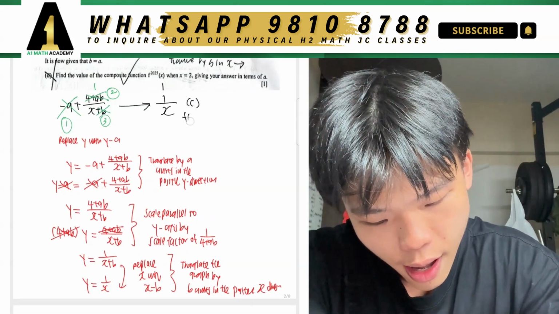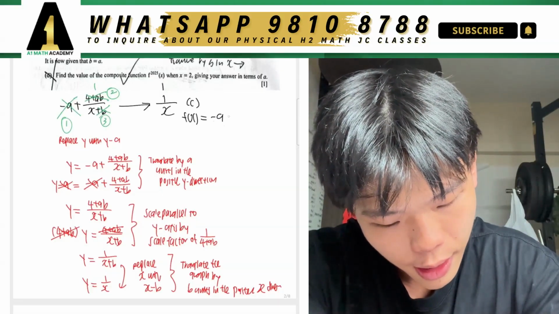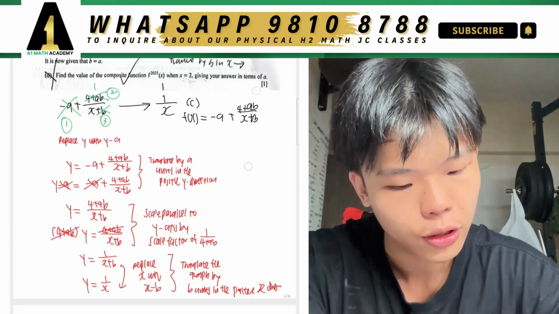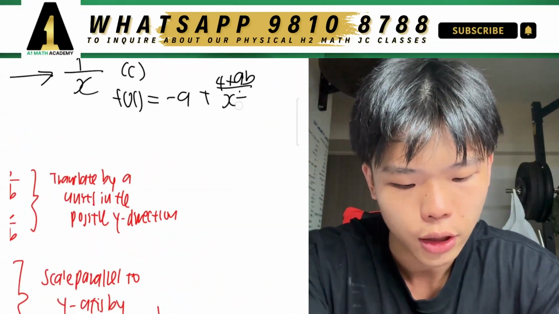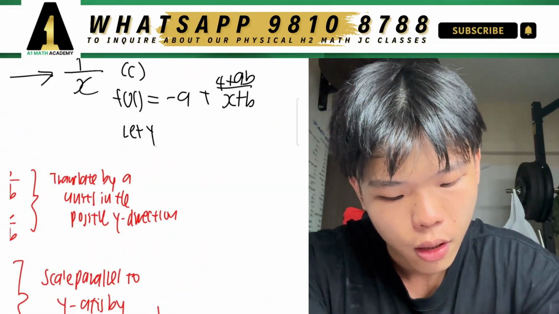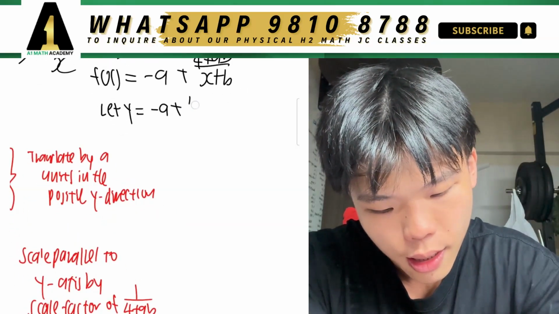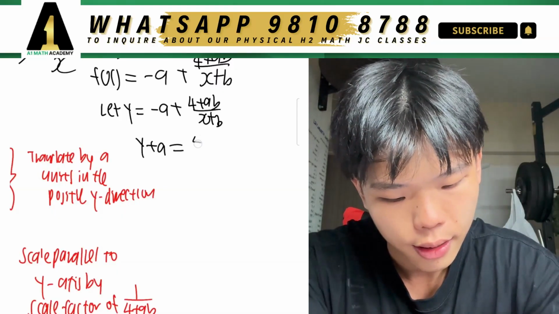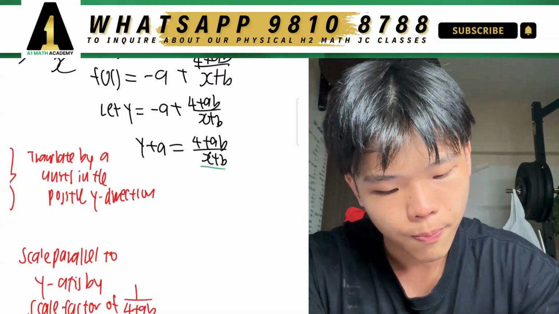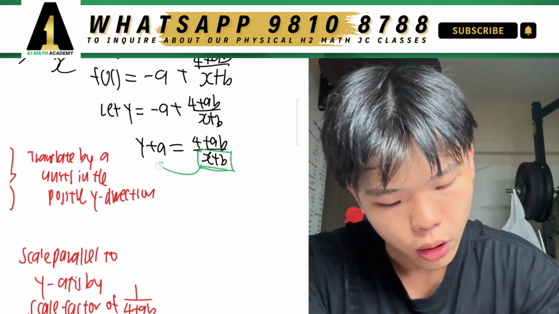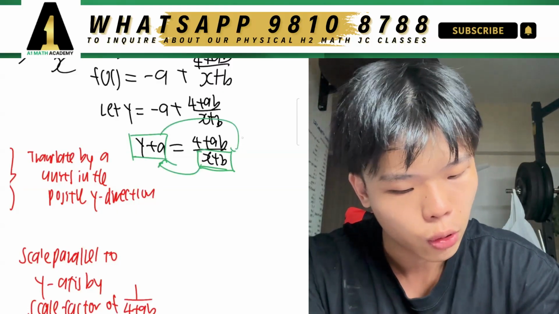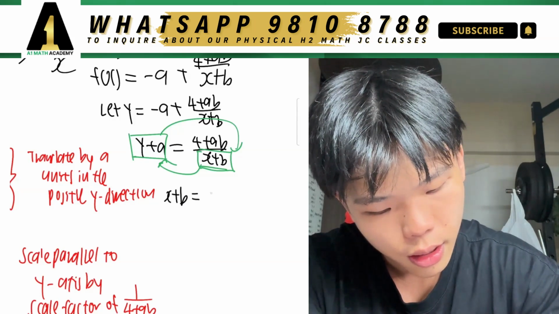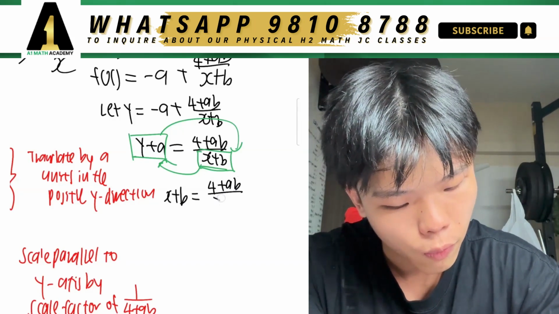So we have f(x) equals minus a plus (4 plus ab) over (x plus b). We are just going to use the simplified form because it's so much easier to manipulate this way. So I'm just going to let y equal minus a plus (4 plus ab) over (x plus b). I shift the a over, I get this. And then I will take this whole thing here to the left side, and divide this whole thing over here to the right side. So they swap positions, and here I get x plus b equals (4 plus ab) over (y plus a).